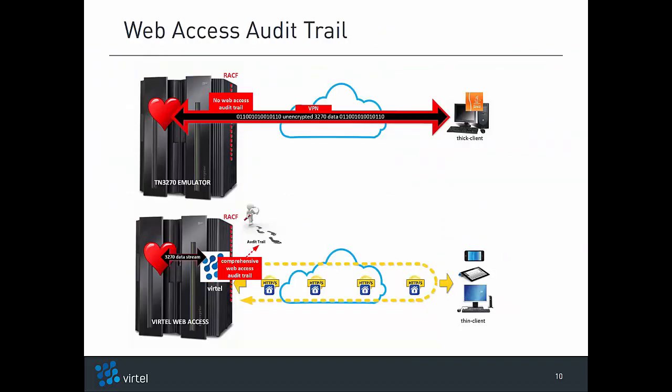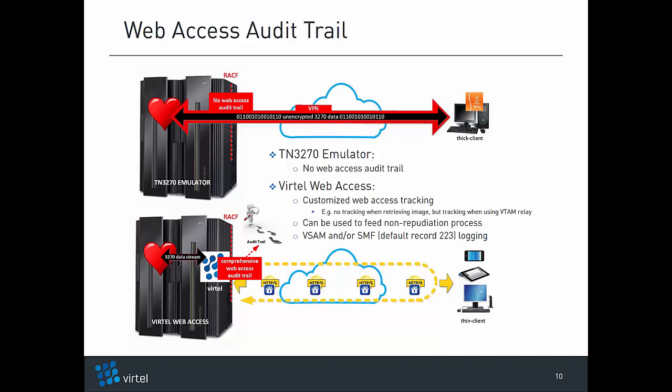Now let's discuss Web Access Audit Trail. Client-based emulators simply do not provide any Web Access Audit Trail. Virtel Web Access enables administrators to define the Web Access Audit Trail that they want to save. For example, no tracking when retrieving an image, but tracking when using a VTAM relay. This data can be used to feed a non-repudiation process. It can be stored in a VSAM file and/or SMF. By default, SMF record 223. Once again, Virtel Web Access keeps the control of access to host assets on the host where it belongs.